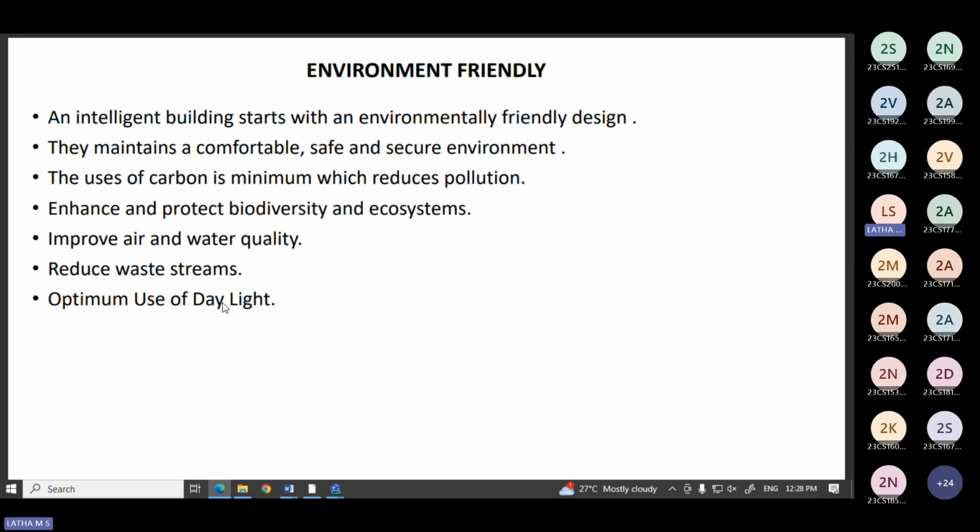Optimum use of daylight. You usually see this, you would have come across it, and even I sometimes do it. I leave the kitchen light on even though there is heavy daylight. I forget to turn it off.